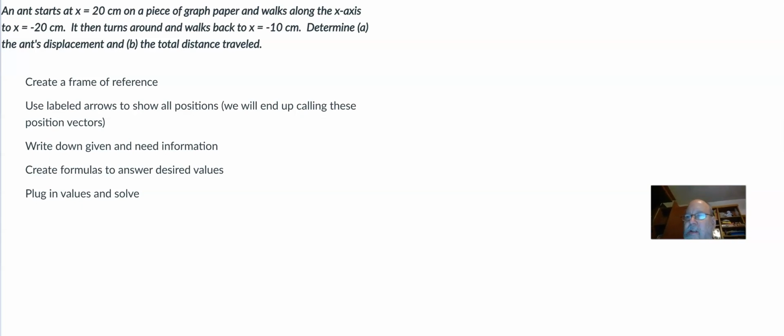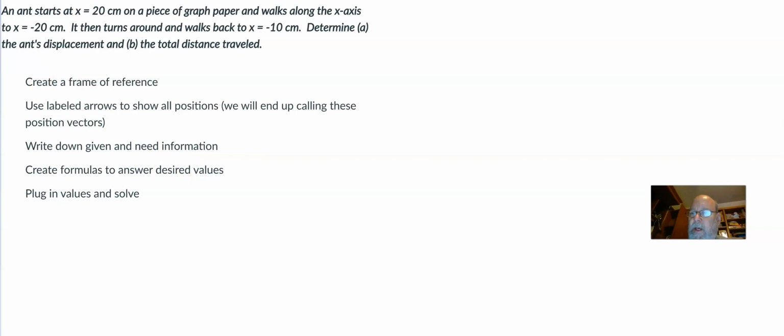Okay, so this is part of the Unit 1 kinematics in one dimension topic of frames of reference, position, displacement, and distance. This is the last problem that we're going to work on, and we're going to work through a problem here and illustrate how things are going to go for additional problems.